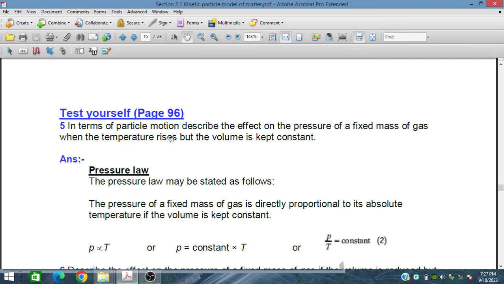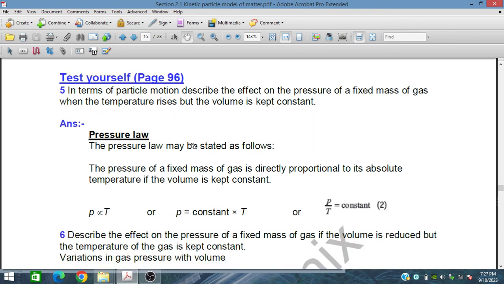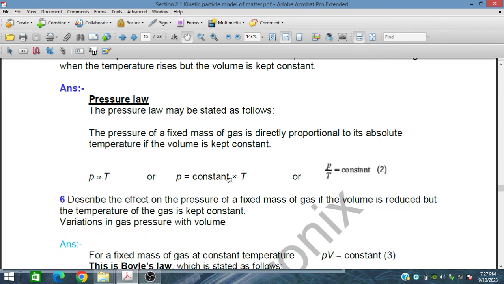In terms of particle motion, describe the effect of pressure on a fixed mass of gas when the temperature rises but the volume is kept constant. So this is called the pressure law: the pressure of a fixed mass of gas is directly proportional to its absolute temperature. The pressure increases with the increase in temperature. So this is the pressure law.